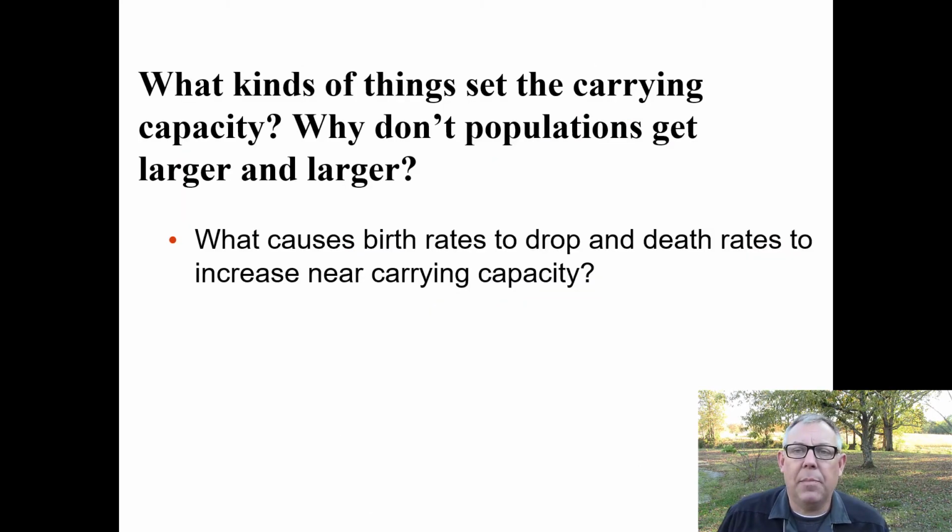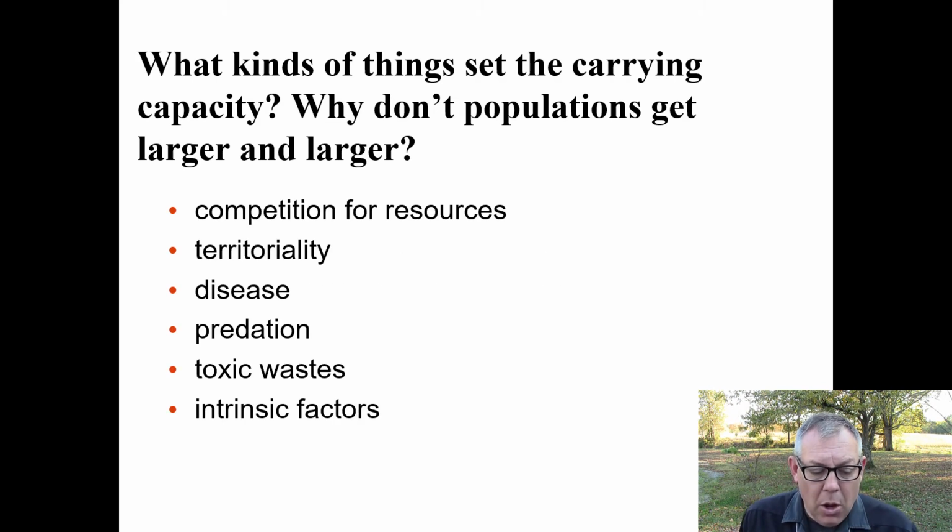Okay, so what happens then? How come populations can't just get bigger and bigger and bigger? Why do the death rates go up and the birth rates go down as you get near carrying capacity? What kind of things influence that? Well, again, there's lots of different ways you could organize this, and different books will do it in different ways. But this is a pretty good example of the things that happen as you approach carrying capacity.